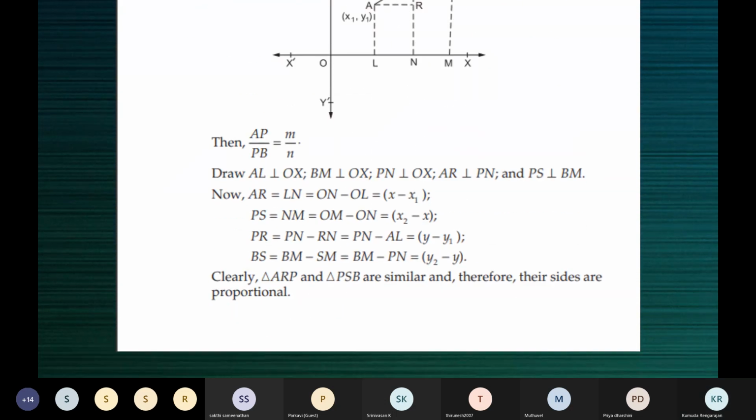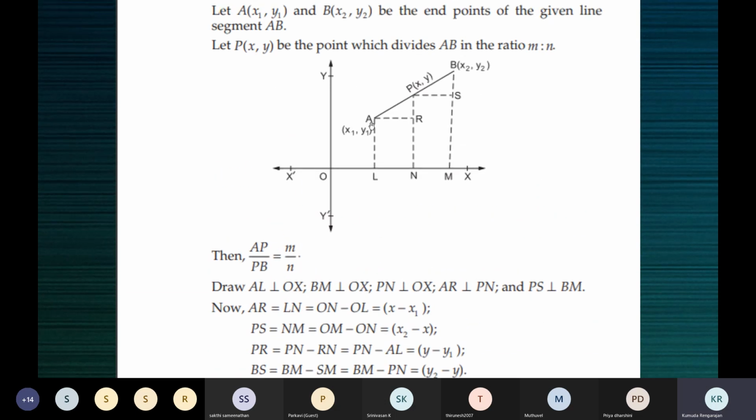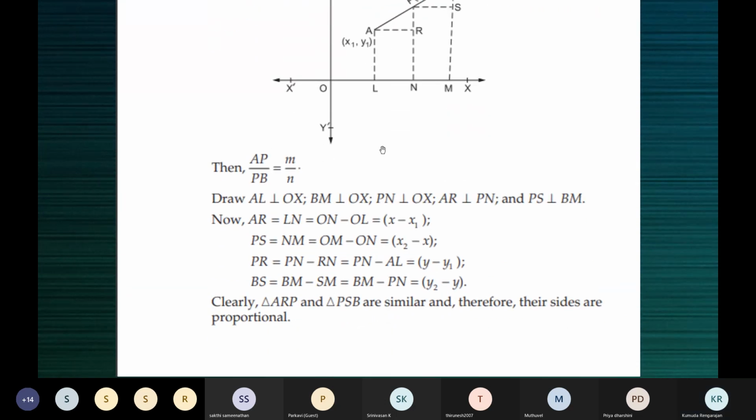Now, children. So when these two triangles are similar, we said AR by PS. So let's find AR and PS. AR by PS is equal to RP by SB. That's why we find RP and SB here. It is equal to AP by PB. AP by PB we already know. AP is M and PB is N. AP by PB is M by N. That we already know.